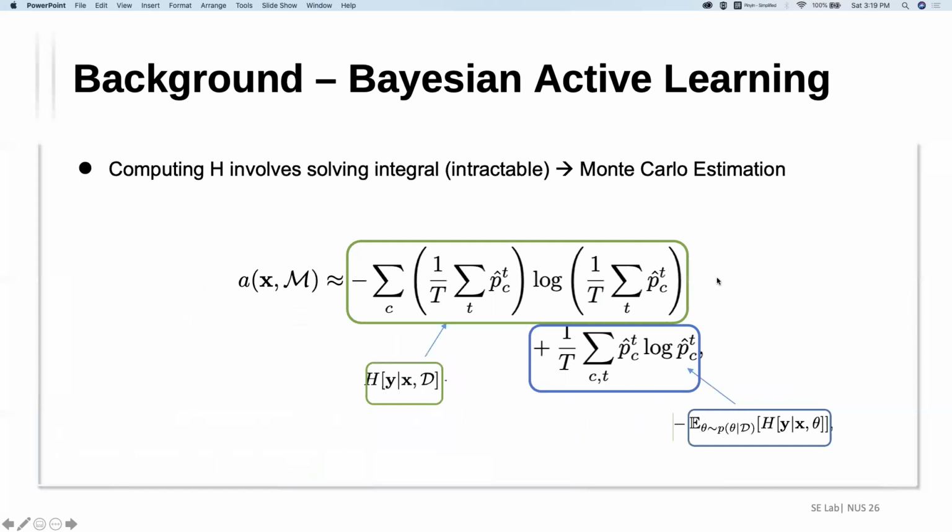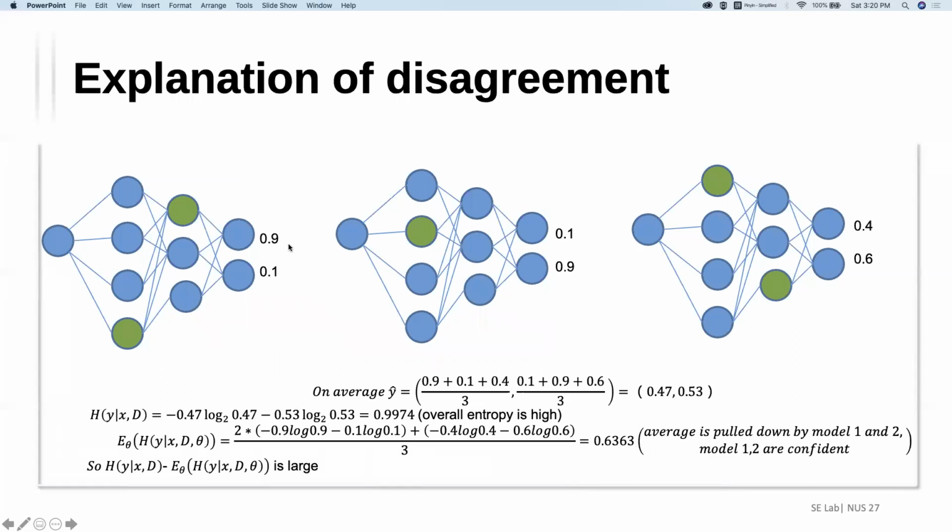So here I have an example. Suppose I have three dropout models and they output different y hats. The y hat output by model one is 0.9, 0.1. By model two it is 0.1, 0.9. Model three is 0.4, 0.6. If we want to compute the first term, the overall y hat is just the average over the three ensemble members. Then you compute the uncertainty of this y hat, which is 0.9974. You can see that the overall entropy is quite high because your predicted confidence is close to 0.5.